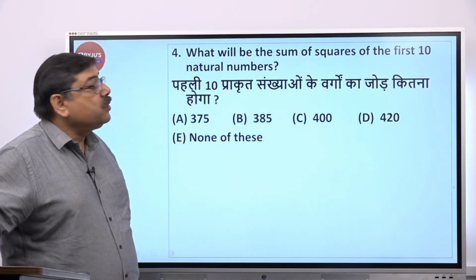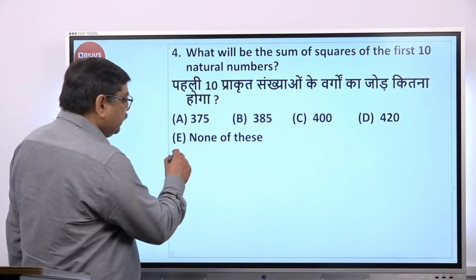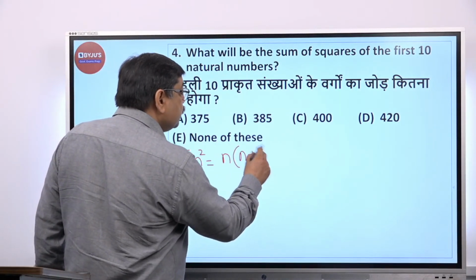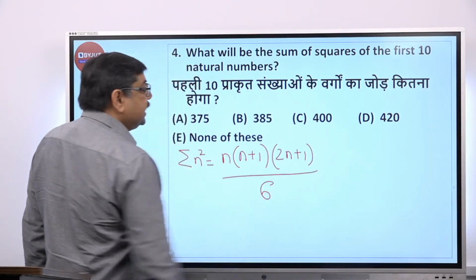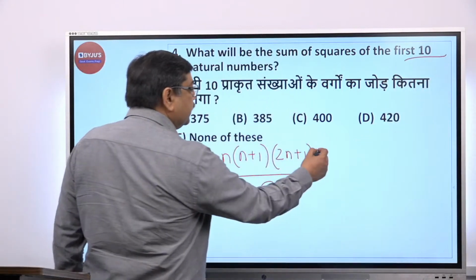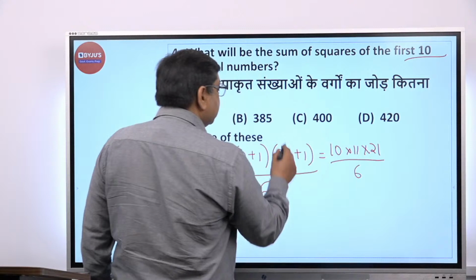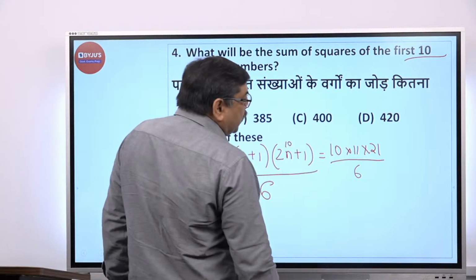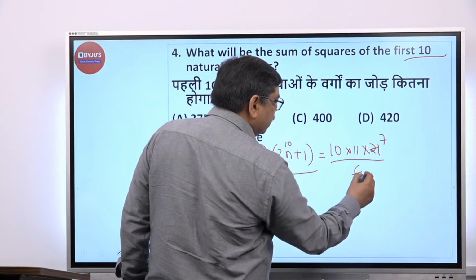Now what will be the sum of squares of first 10 natural numbers? Now what was the formula for that, if you remember? Sigma n square, that is n into n plus 1 into 2n plus 1 by 6. So the value of n here is already declared as 10. So this becomes 10 into 11 into 21 by 6. See, this is 10 here. So 2 into 10, 20 plus 1, 21. All right. So no need to cancel here. You can just cancel here with 3 if you want.